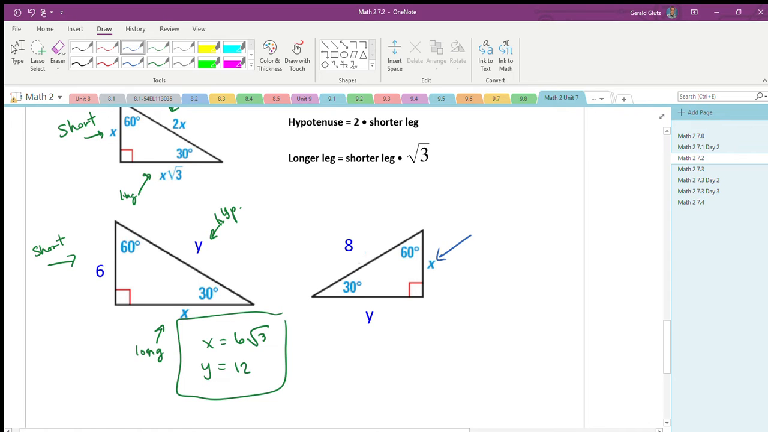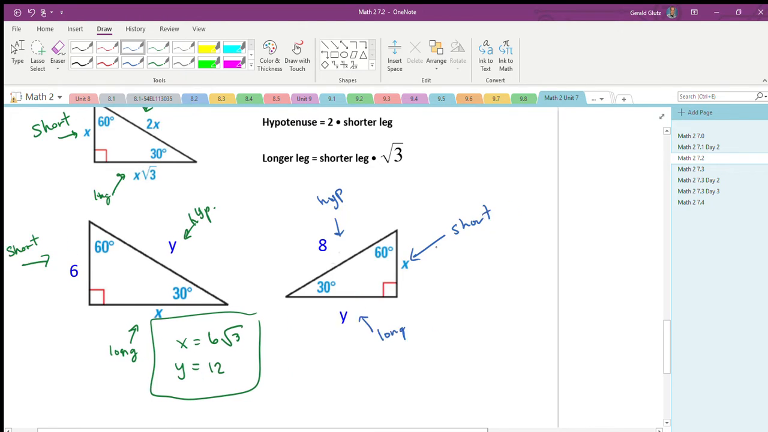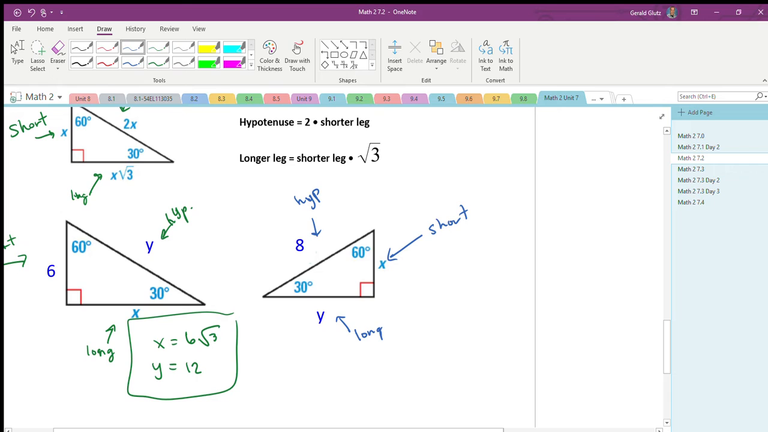On the next example, this is the short leg, and hopefully this is super obvious. I'm just writing it just in case. And that's the hypotenuse. If we knew the short leg, we'd multiply it times 2 to get the hypotenuse. But in this case, we know the hypotenuse is 8. So what could we multiply by 2 to get 8? Or what's 8 divided by 2? So x would have to be 4. The short side has to be 4 because 4 times 2 is 8. Then the long leg is the short side times square root of 3, so 4 root 3.